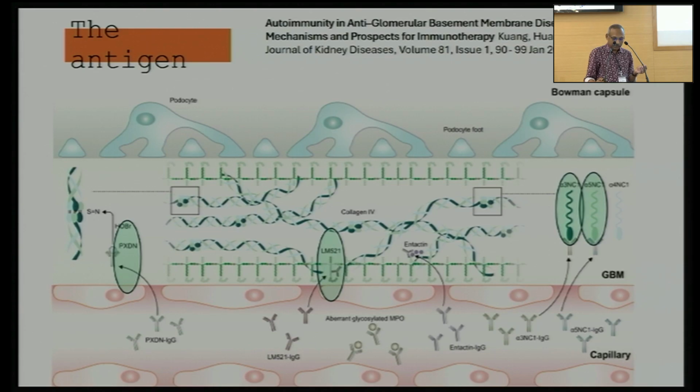So, and lastly, there is another thing, entactin, which is a molecule that binds the laminin and the collagen type 4 together. Anti-entactin antibodies have also been shown in these conditions. The important thing about peroxidase is that it has an association with anti-MPO. In fact, it behaves like an anti-MPO, and sometimes it can be mistaken for anti-MPO antibodies in these conditions.